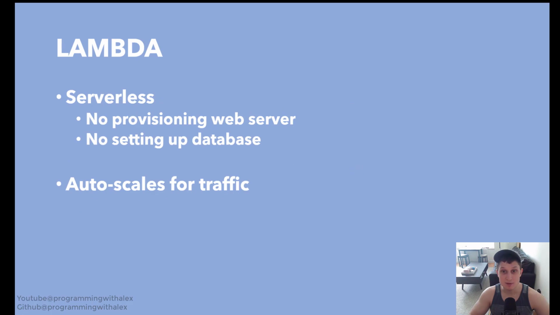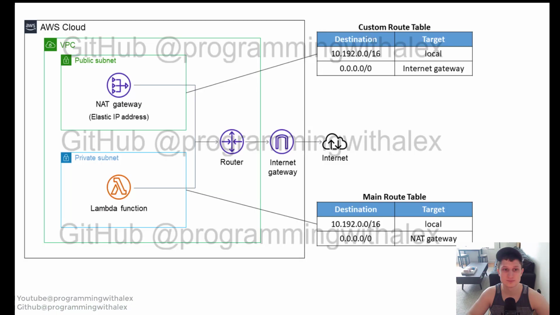We also have the Lambda function, the whole crux of this video. You're probably already familiar with Lambda if you're watching this video, but a quick and dirty explanation: it's just a serverless option on AWS to allow you to do simple functionality without provisioning a web server, a database, or anything else. And it also happens to auto-scale for traffic, which can be very convenient.